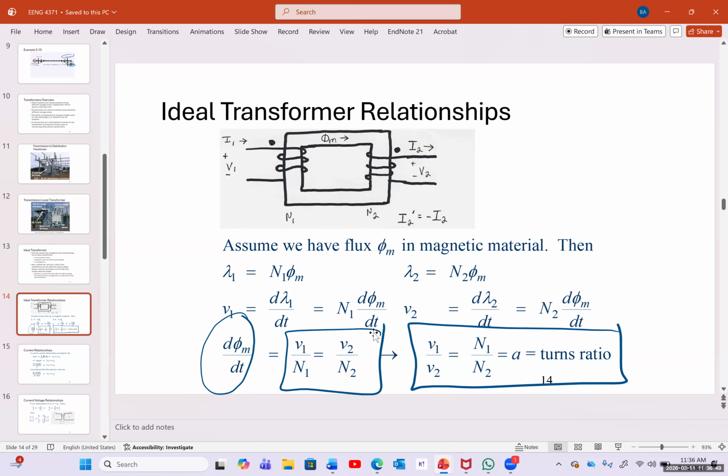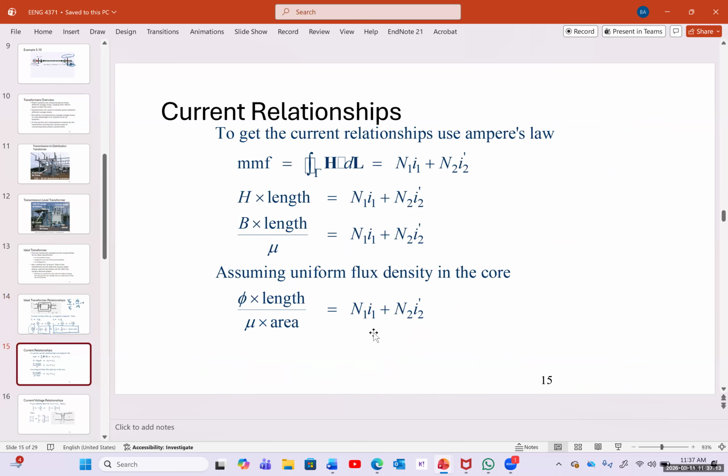You can write this down because we're going to solve a few problems with this. You already know this. It's a pretty simple equation. V1 over V2, or we can write it like this as well: Vp over Vs is going to be equal to Np over Ns, which is equal to a, or the turns ratio. Now, that's the relation for the voltage.